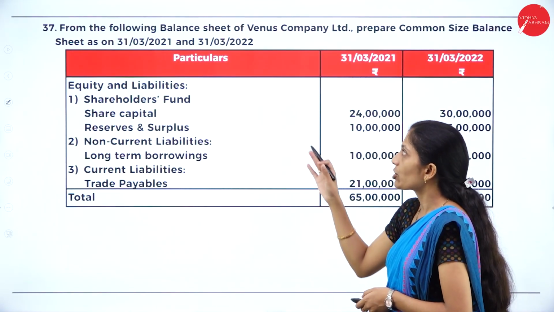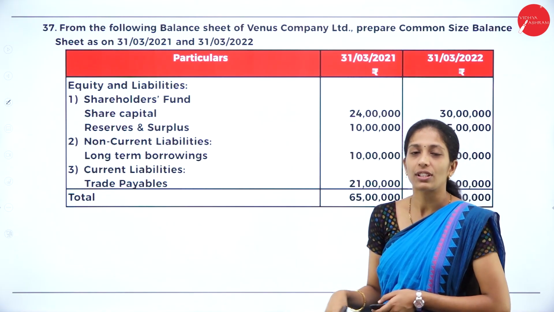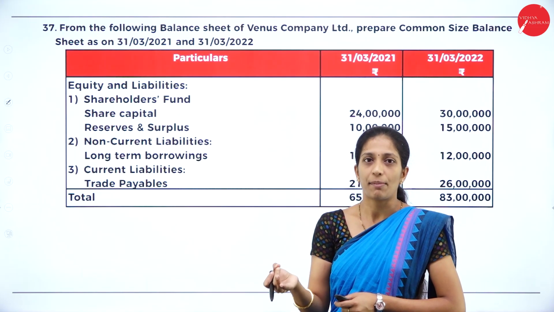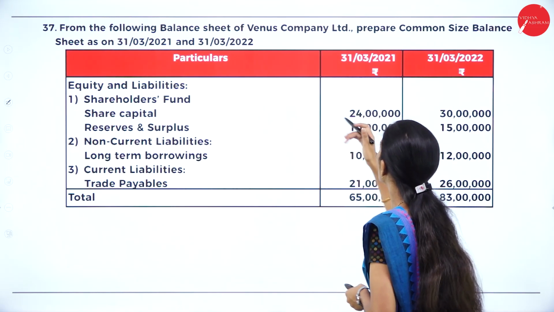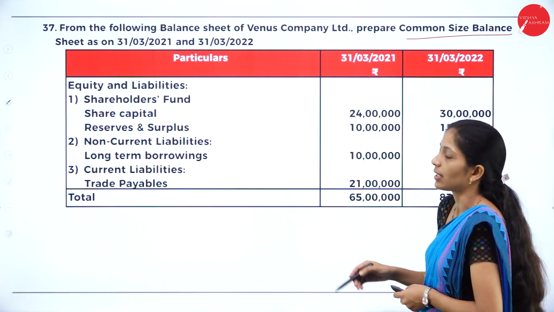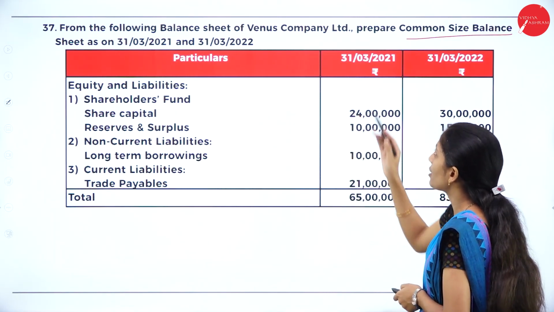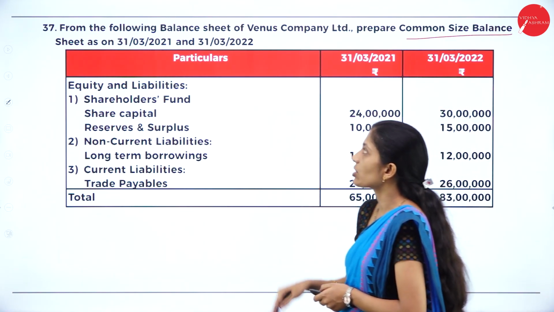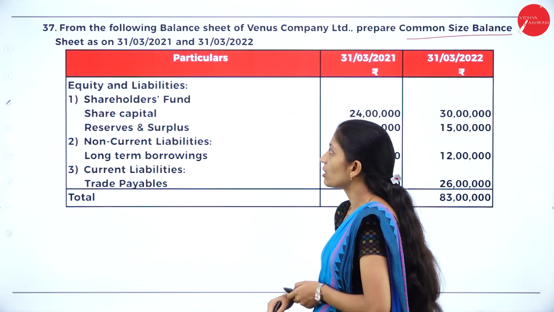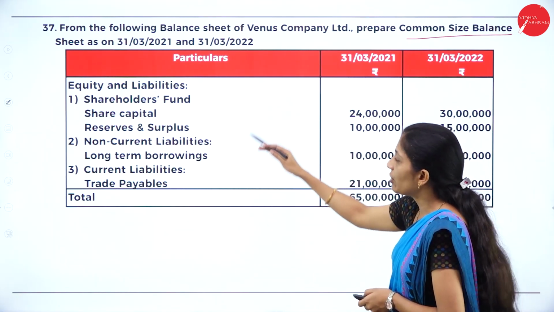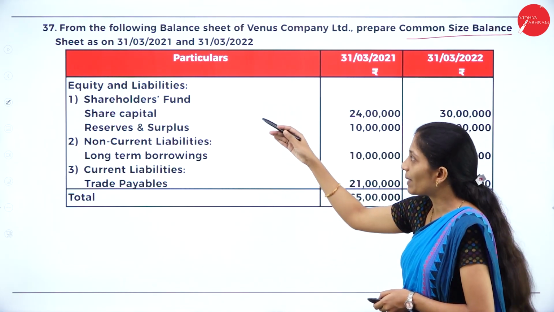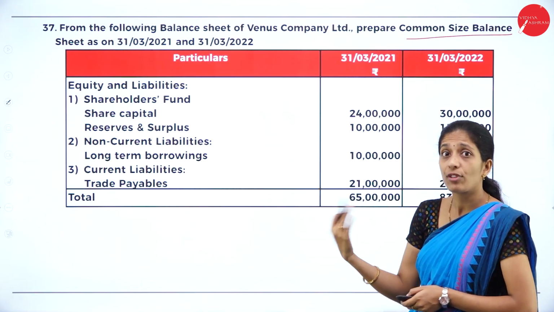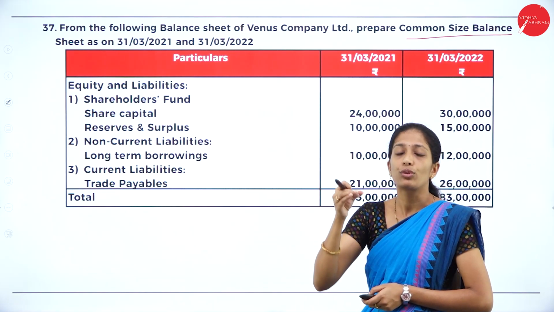The next question, from the following balance sheet. This is relating to comparative or common size statement question they might ask you. So here they have asked what? Common size balance sheet. From the following balance sheet of Venus Company Limited, prepare common size balance sheet as on 31st March 2021 and 31st March 2022. They'll give you the liabilities. This will be in the balance sheet format. If it is in the format, you have to go through the format.